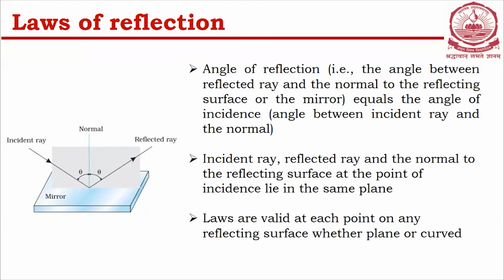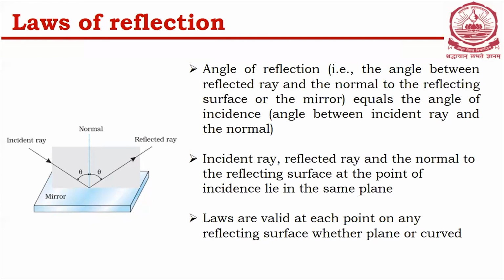One is that the angle of reflection is equal to the angle of incidence, and the incident ray, reflected ray, and normal all lie in the same plane. These laws are valid at each point on any reflecting surface, whether it is a plane or curved surface. Even for concave mirrors or convex mirrors, the law remains the same.